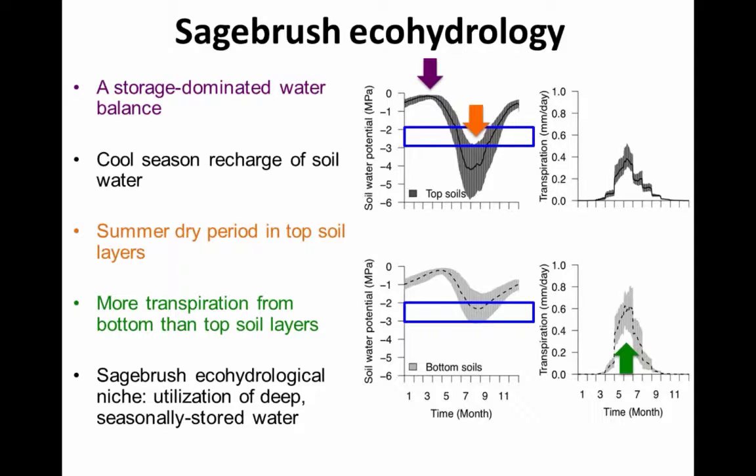This is not a common feature for dryland systems as a whole, but it certainly is more common for woody-dominated systems that have deep roots. So overall, this helps us define an ecohydrological niche, as we call it, for sagebrush: utilization of this deep, seasonally stored water. They really rely on that water as their primary source during the growing season.